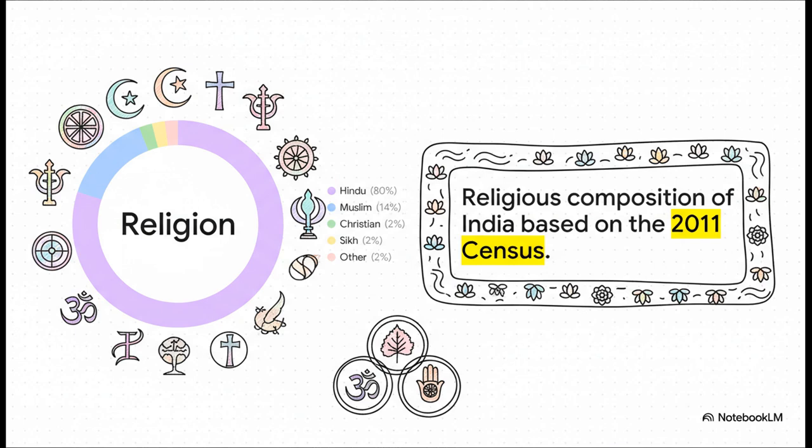Next, we've got religion. Now, you can see from this census data that India is overwhelmingly Hindu. But it's also home to one of the world's largest Muslim populations, not to mention millions of Christians, Sikhs, Buddhists, Jains, the list goes on. So India isn't just multi-religious, it's literally the birthplace of 4 major world religions: Hinduism, Buddhism, Jainism, and Sikhism.